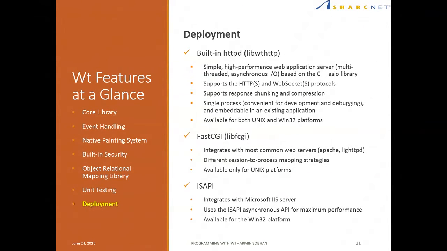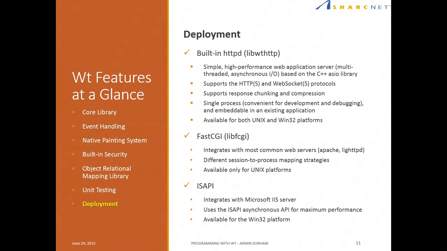One important concept in deployment of Wt is the connectors. The library provides two ways of deploying applications, either using the FastCGI protocol in combination with a web server that supports FastCGI like Apache, or using a built-in web server, which is called the Wt HTTP daemon. Each of these two choices corresponds to a library that is called a connector. So in the Wt library, there are pre-included connectors. One is the built-in HTTP daemon, the other one is FastCGI, and the last one is ISAPI that is integrated with Microsoft Internet Information Server.